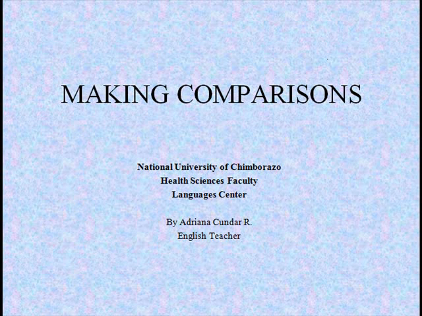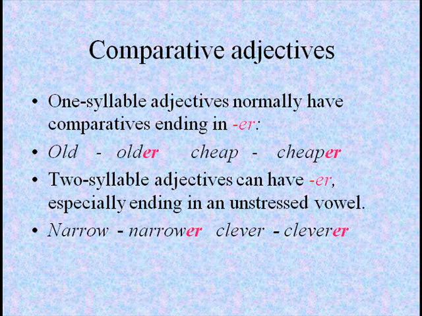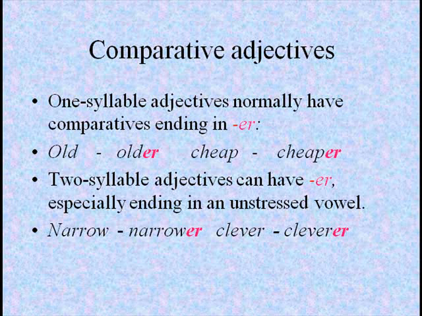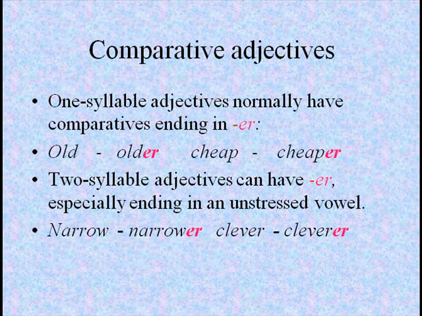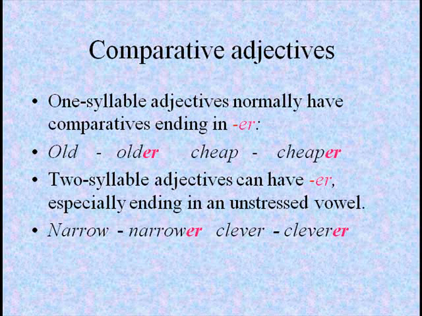The first thing we have to know is that in English we have two different types of adjectives. One-syllable adjectives normally have comparatives ending in er. Here are some examples to help you. Old, older, cheap, cheaper. The two-syllable adjectives can have er too, especially ending in an unstressed vowel. Narrow, narrower, clever, cleverer.